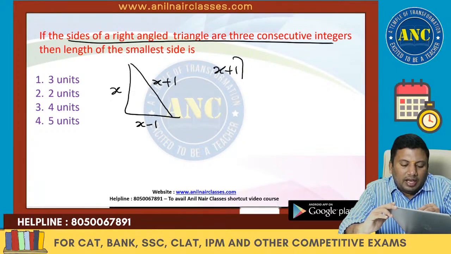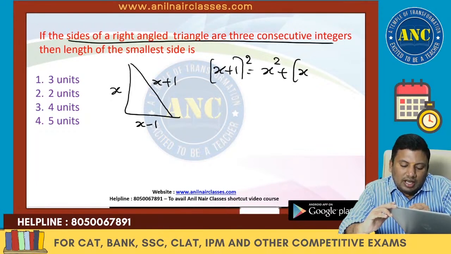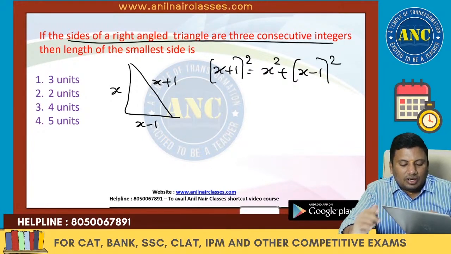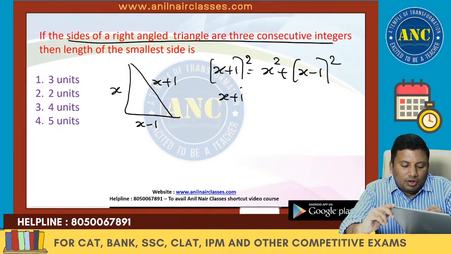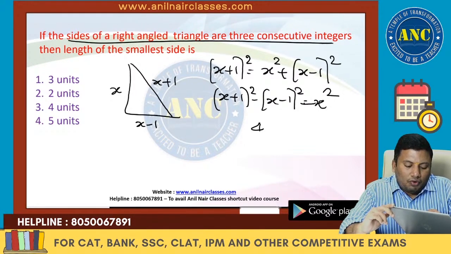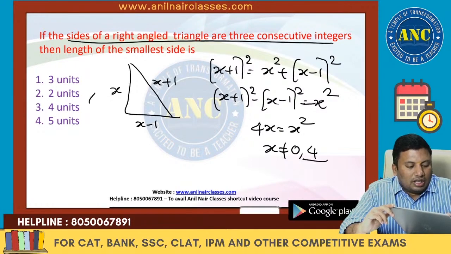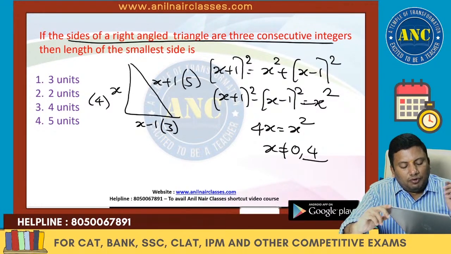Either you can apply the Pythagorean values, which I don't suggest you to use. x square plus x minus 1 square, so x plus 1 whole square minus x minus 1 whole square is nothing but x square. 4x is nothing but x square. x cannot be 0, so x is 4. So these are nothing but 4, 3, 5.